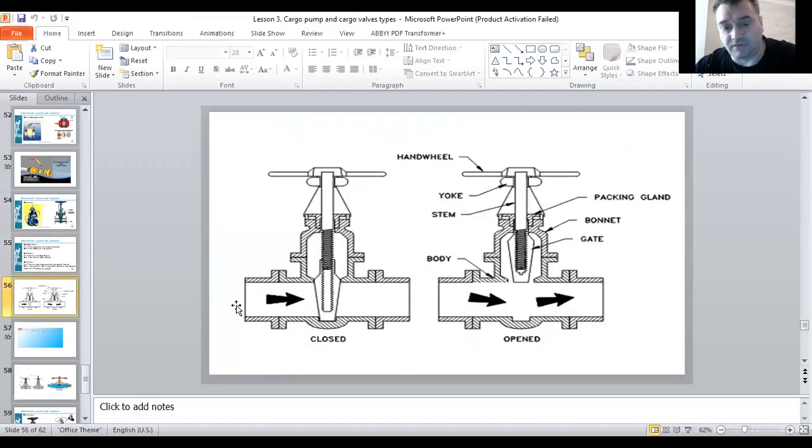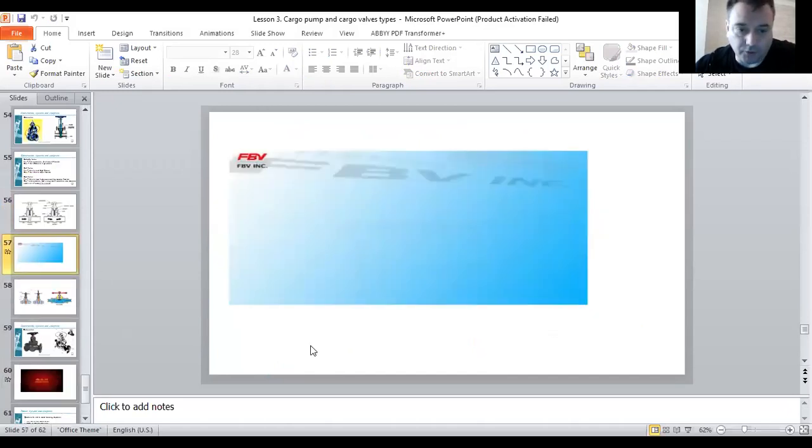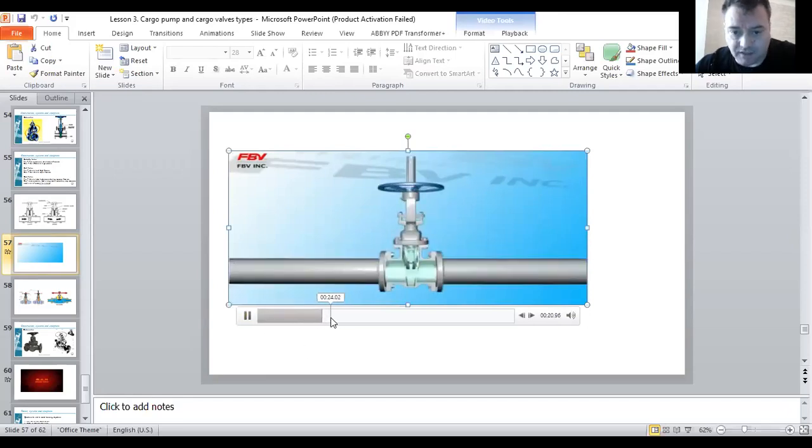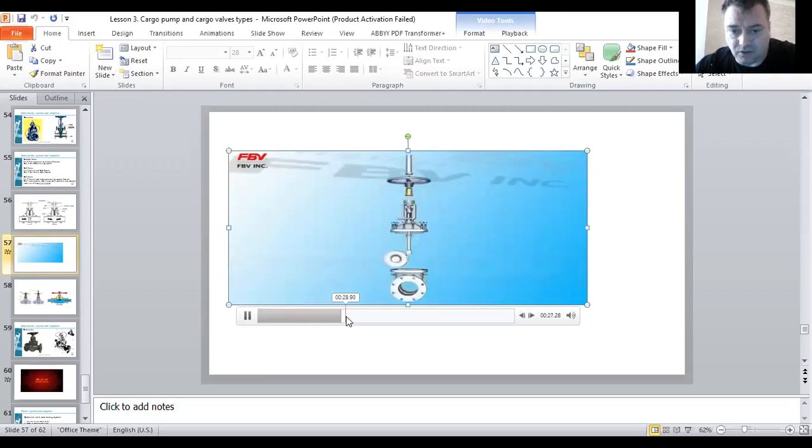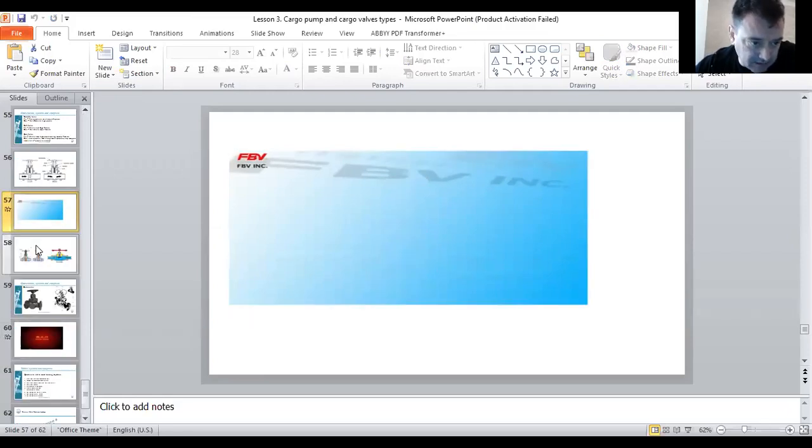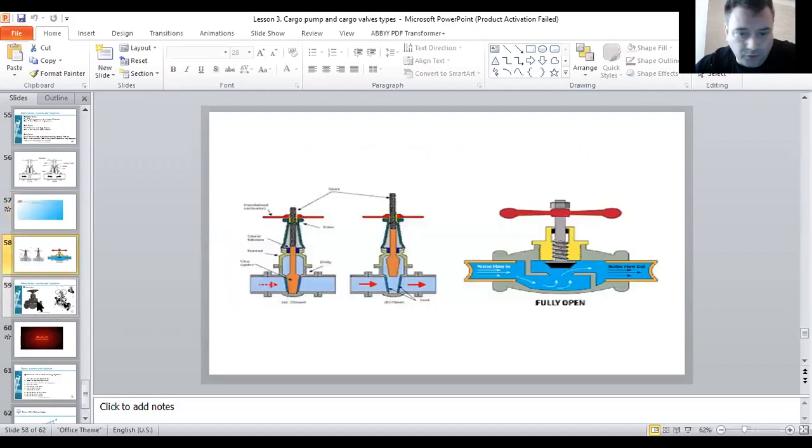Here is how the gate valve is operating. The cargo is passing here, and stops because the gate is closed. When you open the gate, the cargo passes away. One more for you. Probably here is the video. Yes, in the video, maybe you can see how the gate valve operates, opening or closing. So that is the gate valve. Please download it from my site and from my cloud and check it.